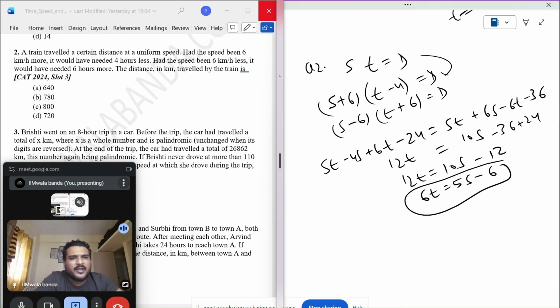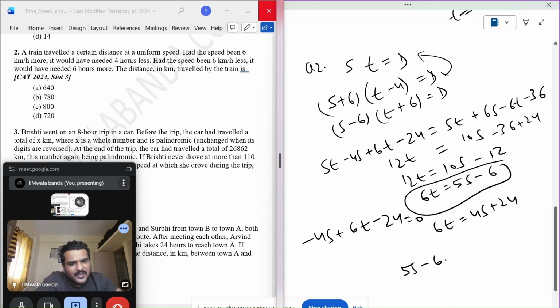And now equate these two equations. So ST will get cancelled, minus 4S plus 6T minus 24 is equal to 0, or 6T is equal to 4S plus 24. Now if we compare these two, 5S minus 6 is equal to 4S plus 24, or S is equal to 24 plus 6, 30. S is 30. Put the value in this. So T will become 150 minus 6 upon 6.